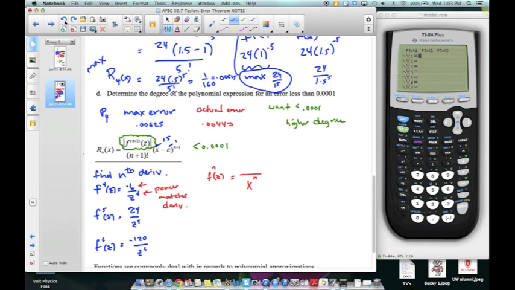Let me make that a different color. This is a 3 factorial. This is a 4 factorial. This is a 5 factorial. So the factorials are always one smaller than the derivative. So one smaller than n is n minus 1 factorial. And so for the nth derivative, I'll reduce the n by 1, put the factorial in front of it, and then over x to the n.